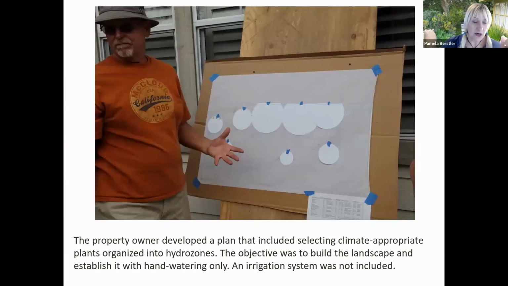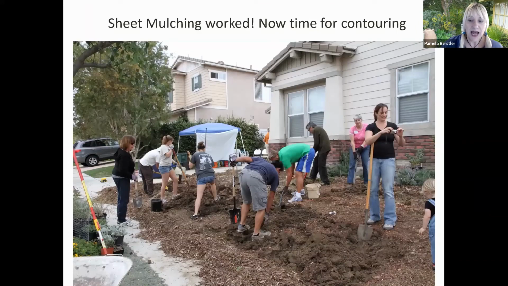The homeowner here actually developed their own plan, and they selected pretty much all climate appropriate and many native plants that they actually gathered seed for and grew from seed. And the objective was to do this with hand watering only. After a few months of this sheet composting in the summertime, enough heat was generated that the grass was broken down and turned into soil.